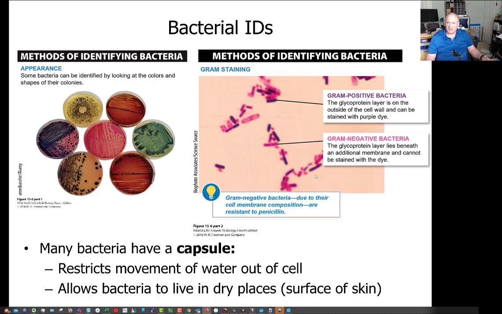Gram positives are purple, and the gram negatives are pink, and we still use this today. It helps us begin therapy with a different type of antibiotic if you have an infection, because of the Gram stain. We now know why the Gram stain works the way it does. It takes advantage of some differences in the cell wall, and we can use that with the stain, which is really, really cool.